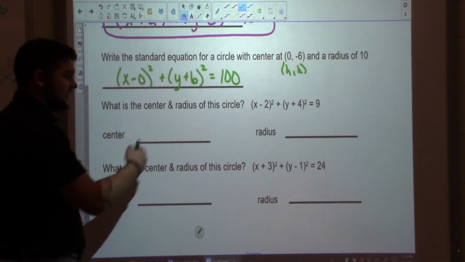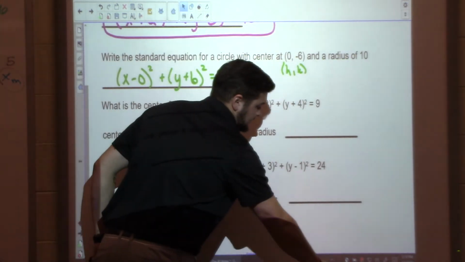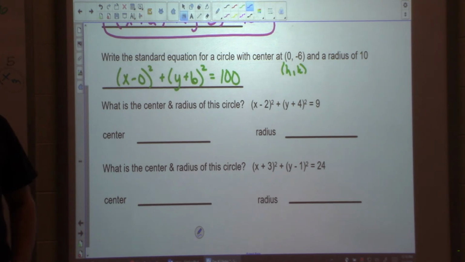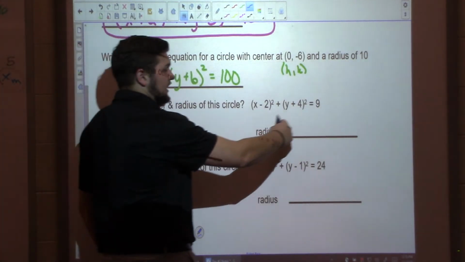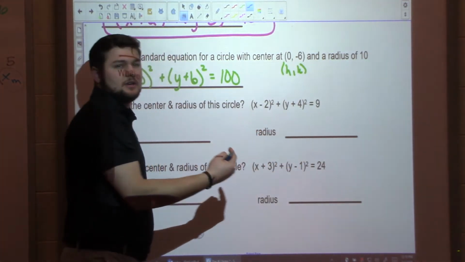Going the opposite way now. They give us the equation. They want the center and the radius. So we have x minus 2 squared plus y plus 4 squared equals 9. Let's start with the radius. That's what we've done before. So our radius, I'm taking my 9, and what am I doing to it?